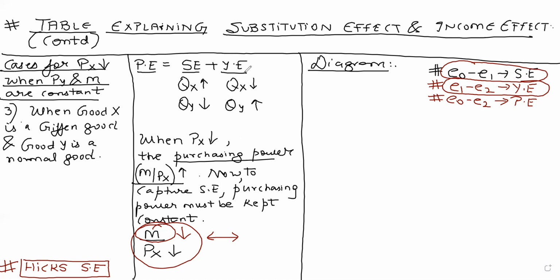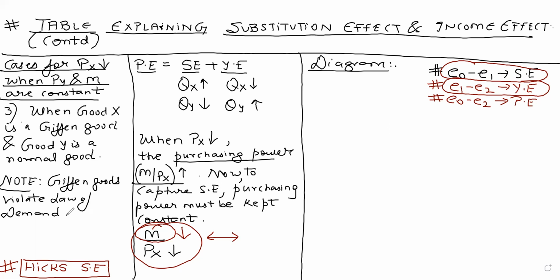Now all students can recall that Giffen goods violate the law of demand. As we had done in the initial lectures of the introductory microeconomics course, in case of Giffen goods, the demand curve will come out as upward sloping.